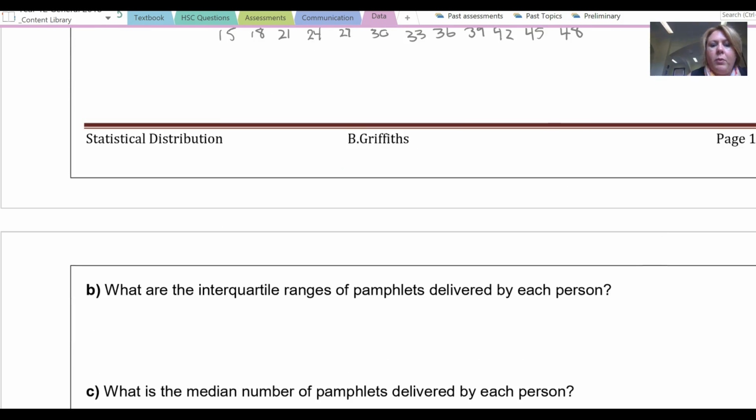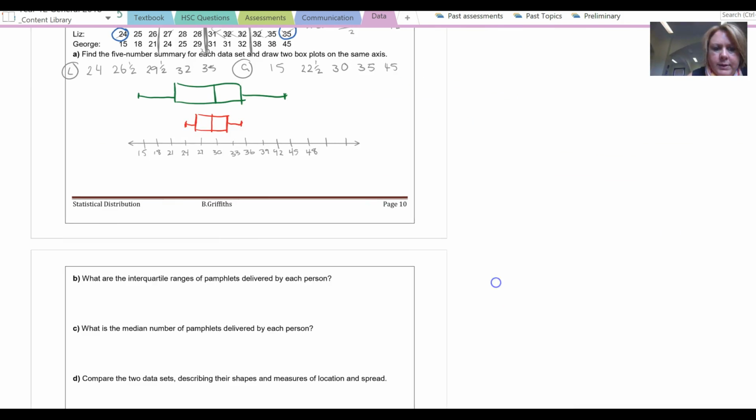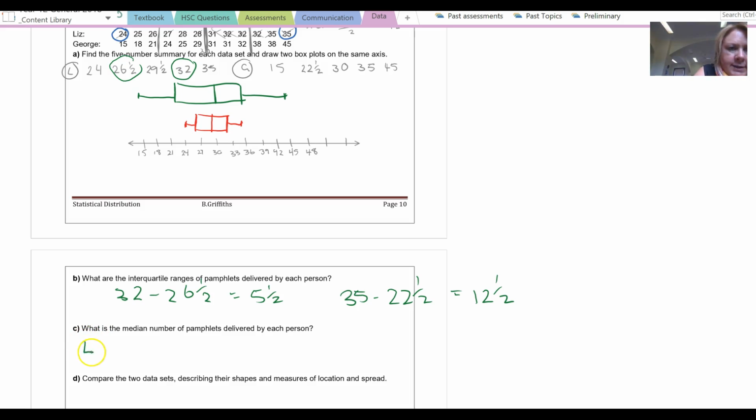Does it say compare? Oh, I have to make it smaller so I can fit it all in. It says, what's the interquartile range of the pamphlets delivered by each person? In Lisa's, it's 32 minus 26.5, which is 5.5. And for George, it's 35 minus 22.5, which is 12.5. What's the median number of pamphlets delivered? For Lisa, it's 29.5, and for George, it's 30.